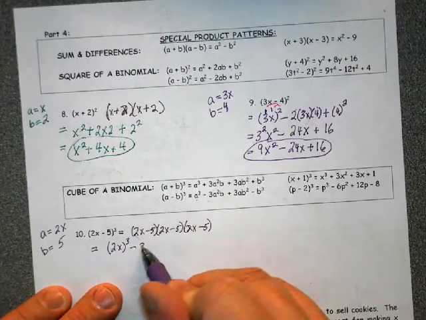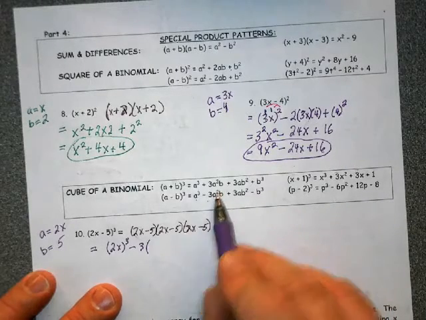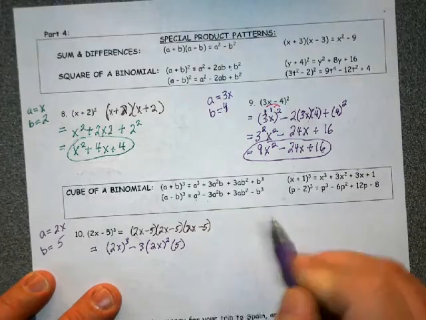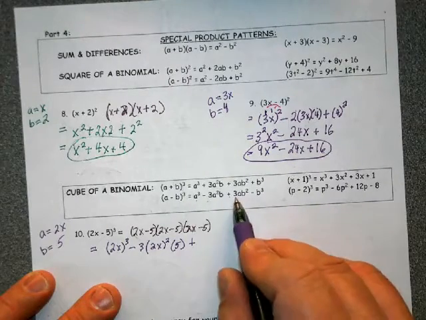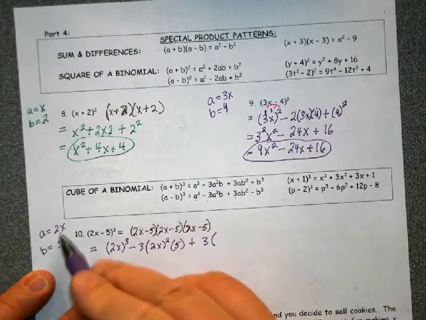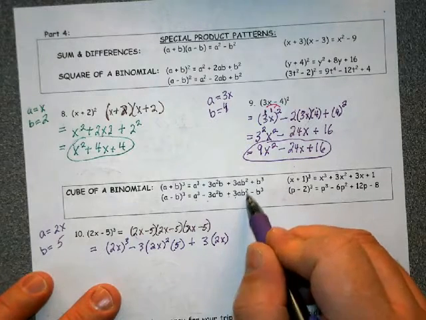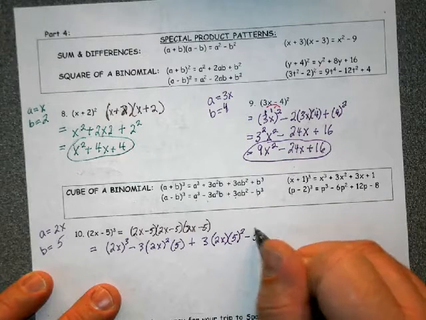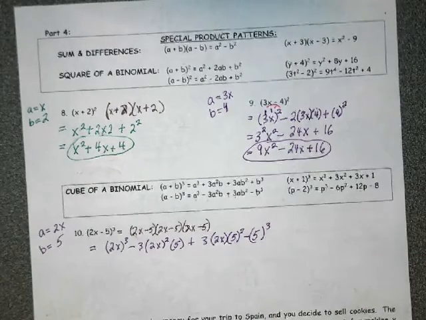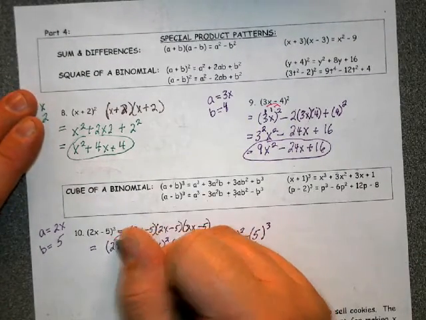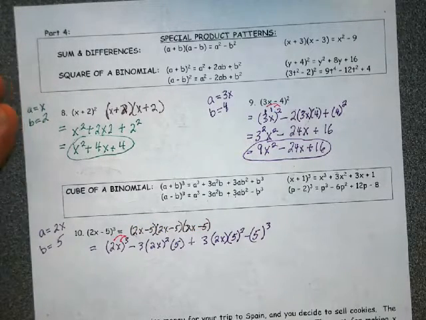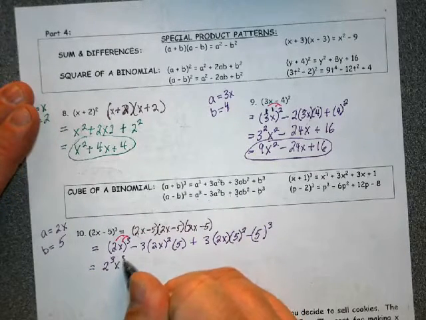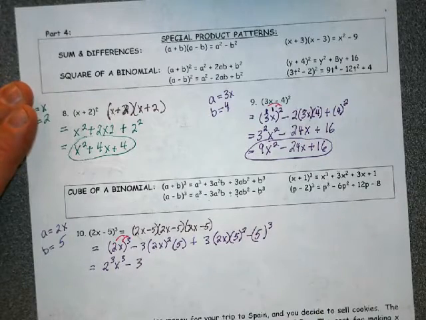3 times A squared, which is 2x squared, times B, which is 5, plus 3 times A, which is 2x, times B squared, which is 5 squared, minus B cubed. So 5 cubed. Again, don't forget to put that 3 exponent to each one of those. So I have 2 cubed x cubed minus 3. We got to do the same thing with the square too, right?